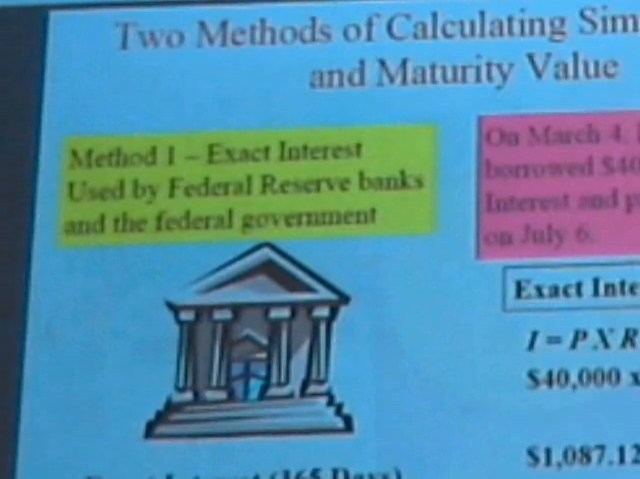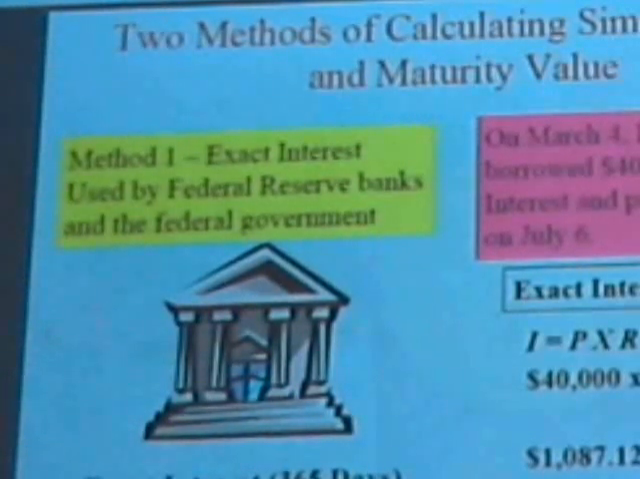Now, what is the difference? There's one little difference. Exact interest, which we're not going to use very much, whenever you calculate the time part of the formula, T, you're going to use 365 as the number of days. Now, on the next slide, it's not up yet, but they show ordinary interest. That uses 360, not 365. So what are you going to use most of the time? Ordinary, 360.